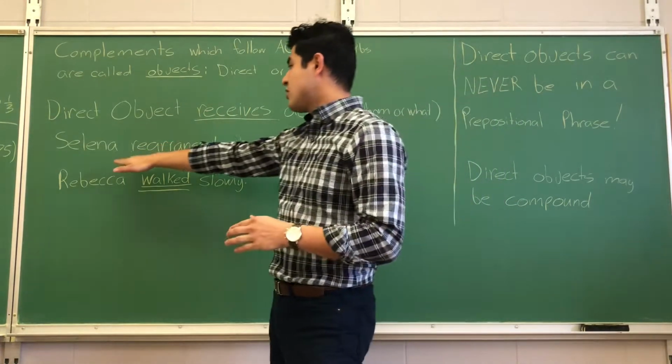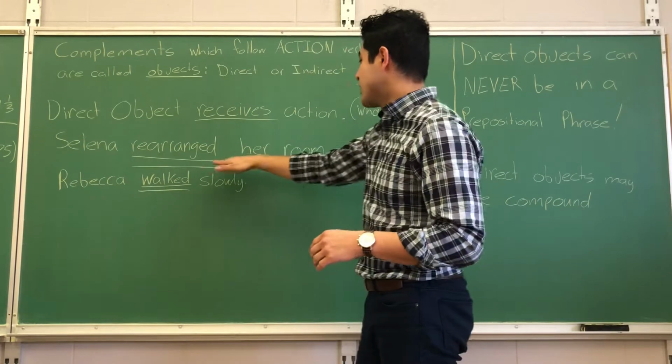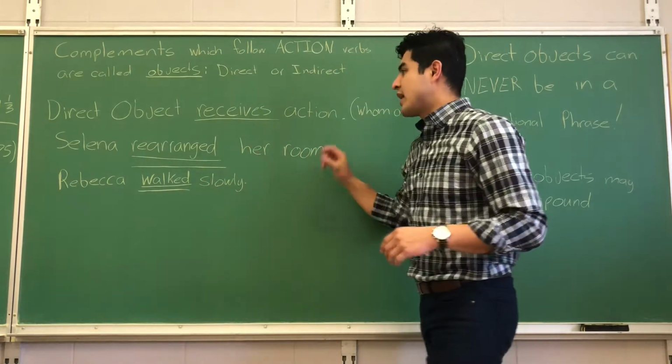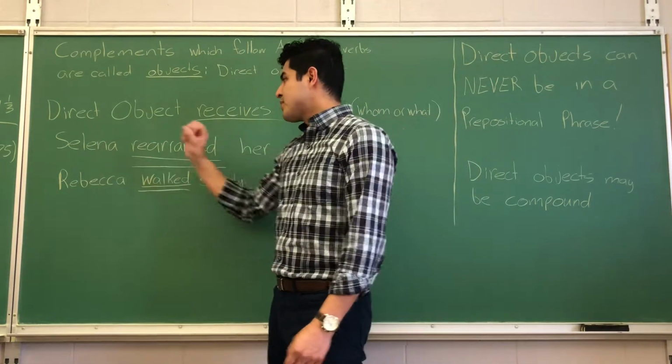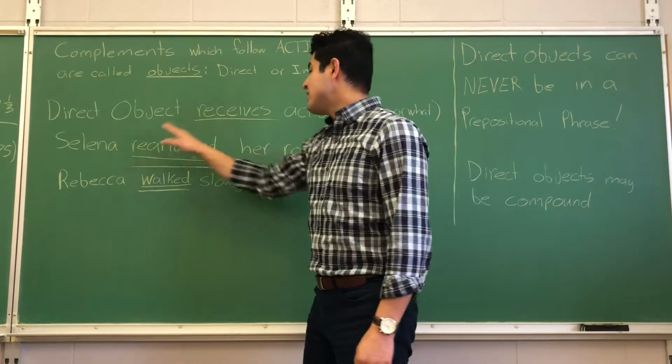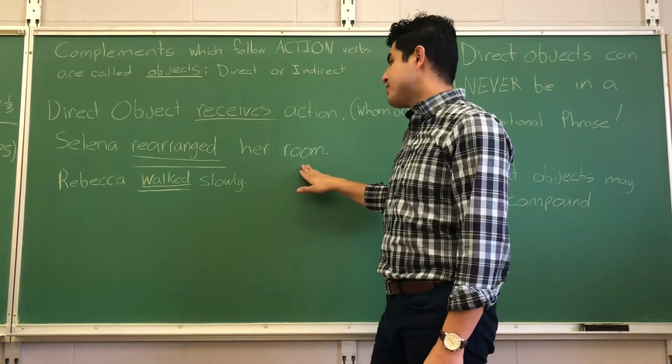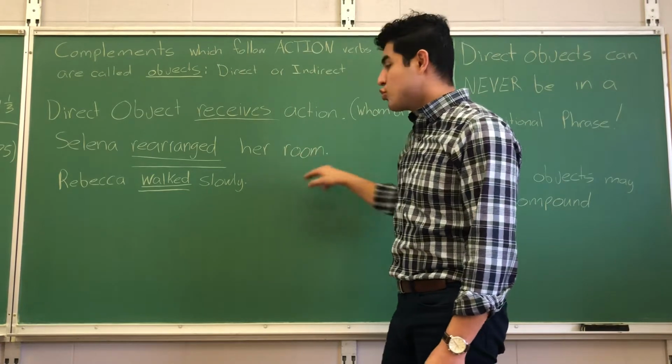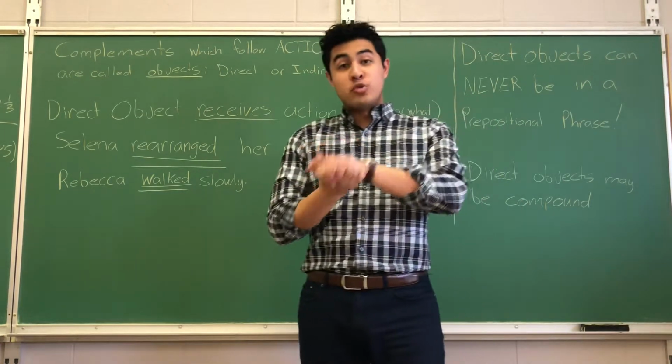So in this case, we have our sentence, Selena rearranged her room, okay? We have our subject, Selena, our action verb, rearranged, and receiving this action is room, okay? This is the noun, so room would be our direct object.